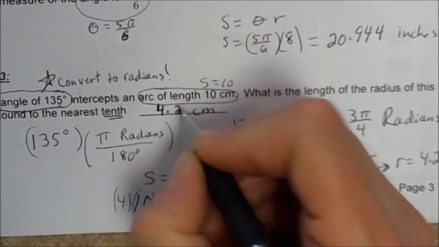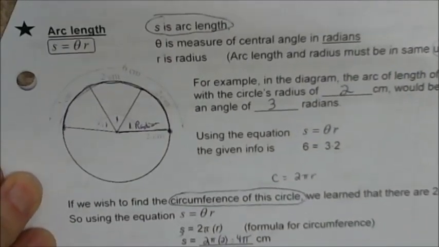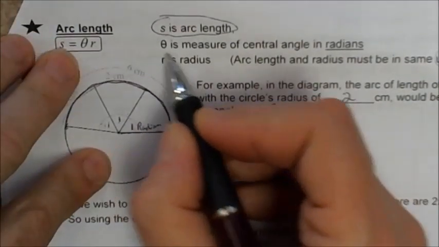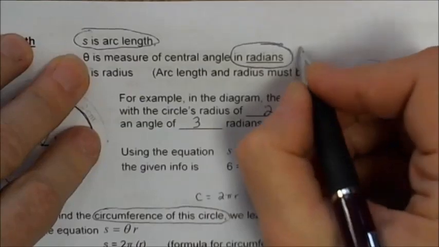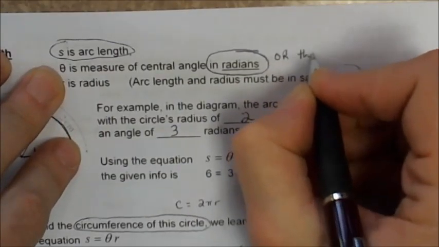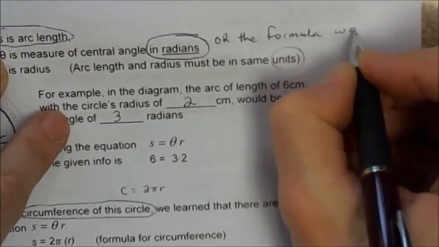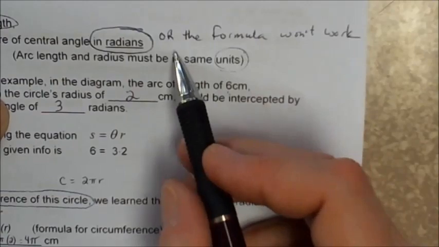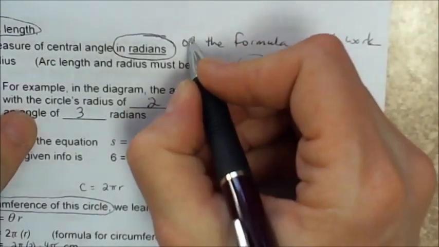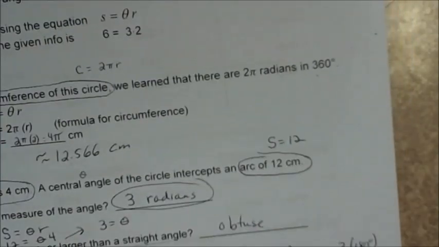So there's a lot of information on here, but the big thing is degrees will not work with this formula up here. Theta has to be measured in radians, or the formula won't work. So please add that onto your notes up here, radians. Okay, and that's it for today. Nice short video.